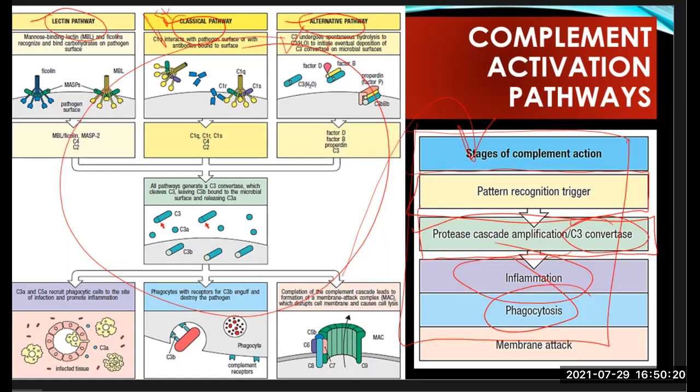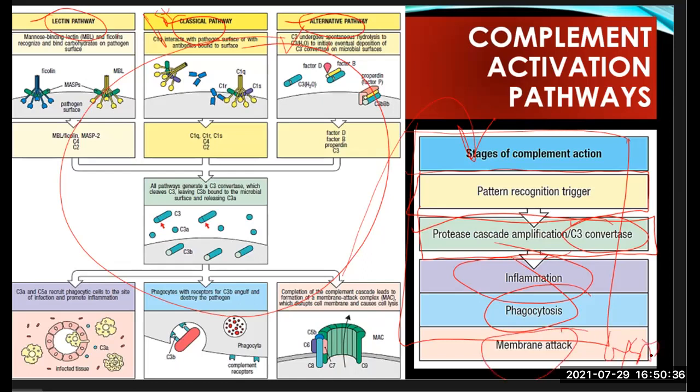So it enhances phagocytosis, from inflammation to phagocytosis, and also lyses microbial membranes. So the membrane attack leads to lysis.